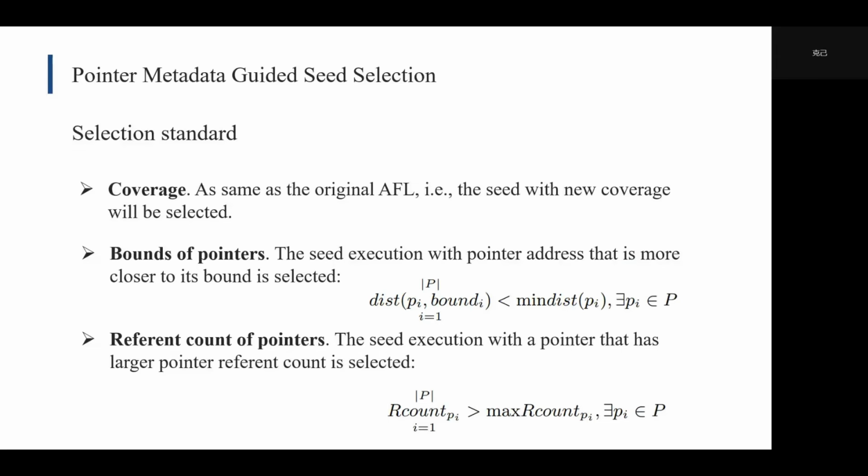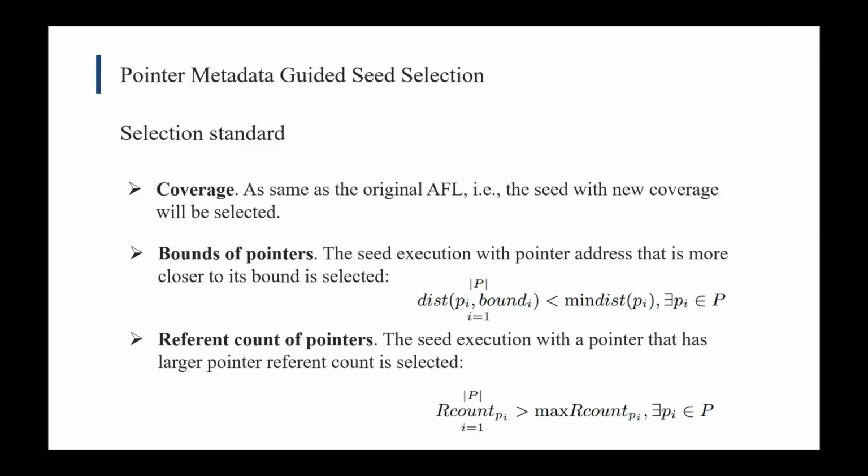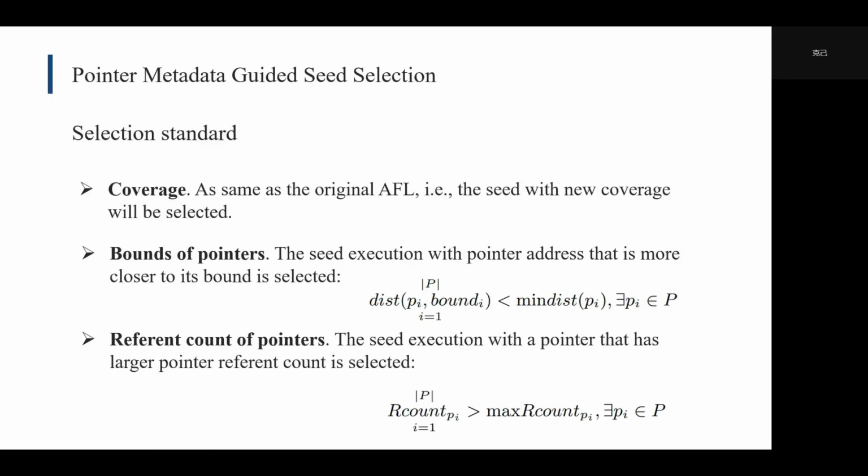As we know, buffer overflow is one of the most dangerous vulnerabilities, which is caused when filling in data that exceeds the capacity of the buffer. Therefore, a test case with a pointer address that is closer to its bound is selected.